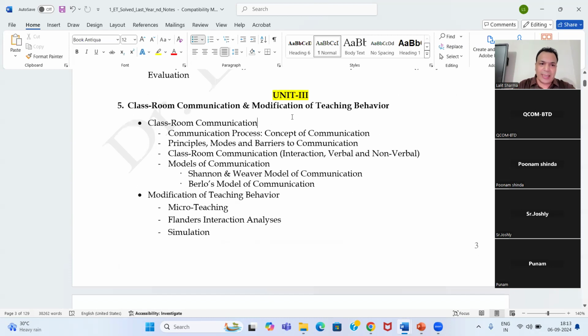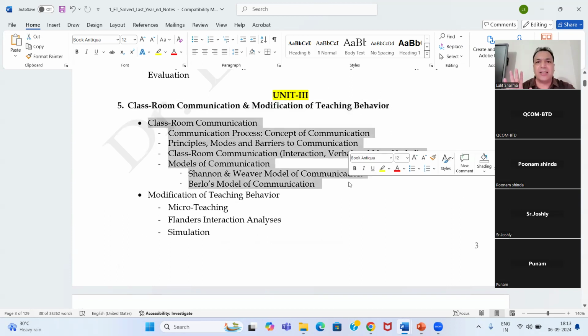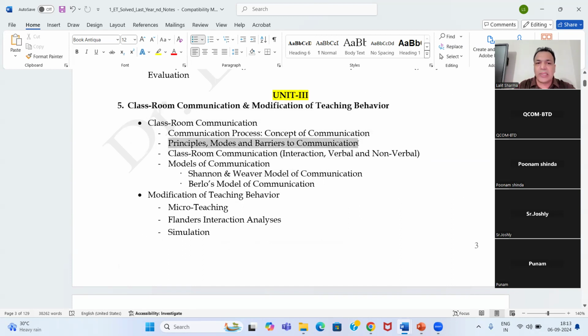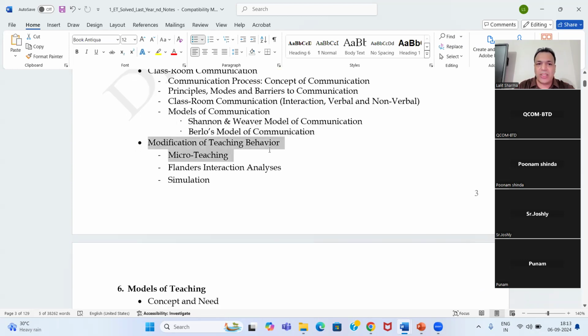Now, unit 3, right? Unit 3 again is very easy, right? Under the unit 3, classroom communications and modifications of teaching behavior, right? So under the classroom communication, it is very much easy, guys, very much easy, right? Communication process, concept of communications. Always questions comes, modes and barriers of communication process, or models of communications, Shannon and Weaver or Berlo model of communications. And second part is modifications of teaching behavior.